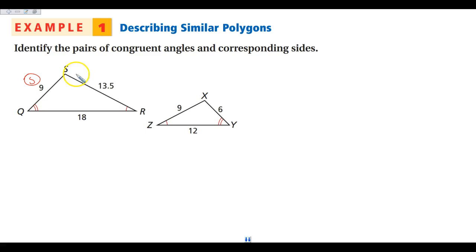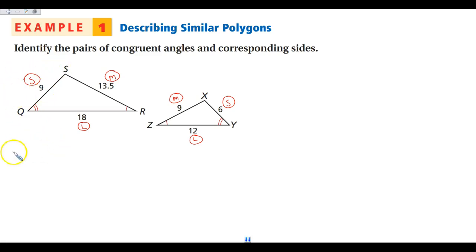My 13.5 here is the next biggest side, so I'm going to label that as M for my medium length side. And then QR here is 18, so I'm going to label that as L for the longest side. Then I'm going to come over here and do the same thing. So over here in this triangle XYZ, 6 is my smallest side. Okay, 9 is the middle side, and 12 is the longest side. So doing this allows me to match up my small sides easier.